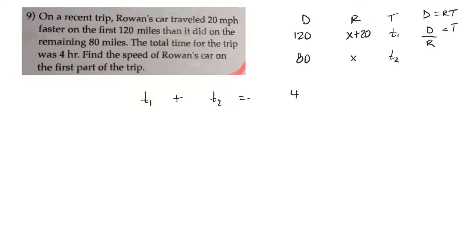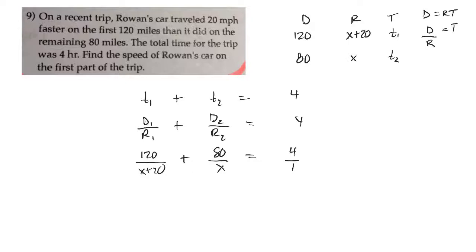Then I could say the distance for the first part divided by the rate for the first part, plus the distance for the second part over the rate for the second part, is equal to 4. So 120 over x plus 20, plus 80 over x, is equal to 4.